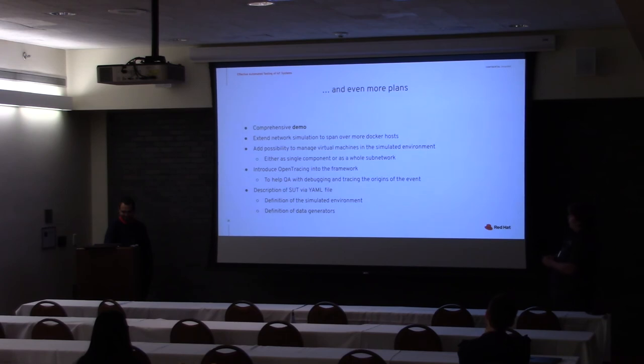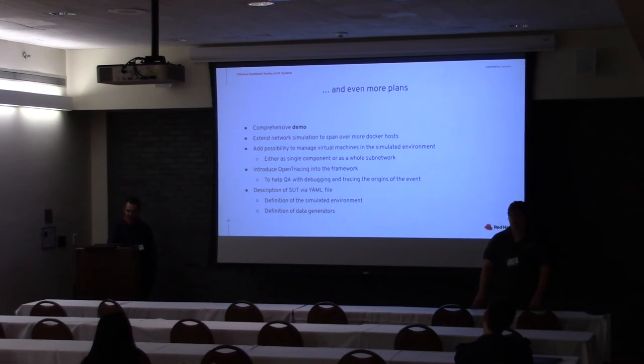We also want to extend the network simulation itself. First of all, to span over more Docker hosts. Right now, we are able to operate only over one Docker host. We want to make it more like a cluster for testing. Also, we want to add things like cooperation with hypervisors, for instance KVM, in order to start and manage virtual machines, either as a single segment of a network or as one application.